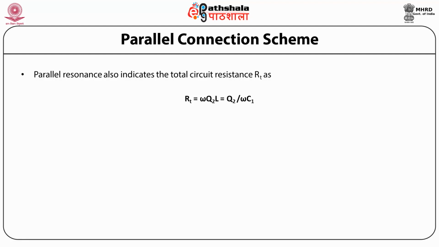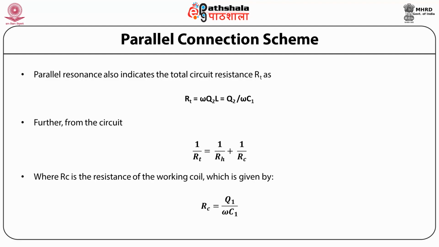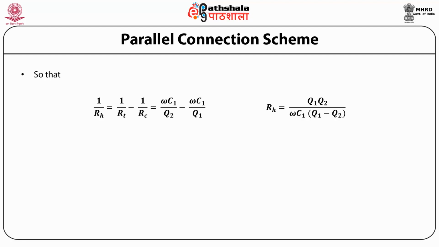Parallel resonance also indicates that total circuit resistance RT is given by RT = ωQ2L, which in turn is equal to Q2/(ωC1). Further, from the circuit, 1/RT = 1/RH + 1/RC, where RC is the resistance of the working coil, which is given by RC = Q1/(ωC1). So that 1/RH = 1/RT − 1/RC.